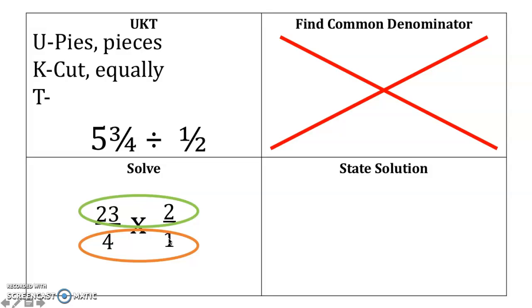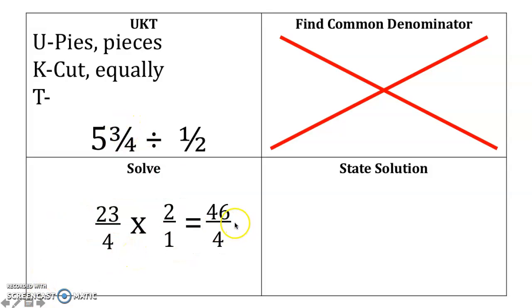Next step is we multiply across the top in order to determine what our quotient is. After multiplying 23 times 2, we should get 46. 4 times 1 is 4. And I said quotient because our problem is a division problem. However, in order to solve a division problem for fractions, you do have to multiply. So technically this would appear to be our product. However, it will be giving us our quotient for the problem.